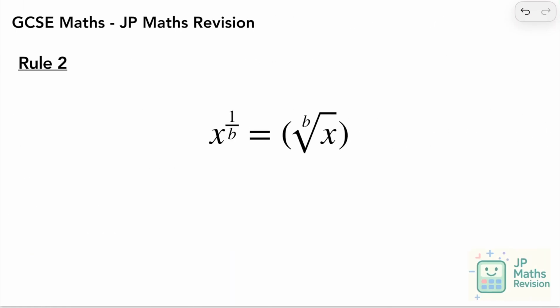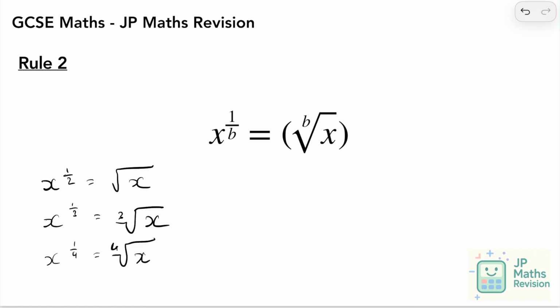So the second rule that we need to be aware of is when we have x to the power of 1 over b. So what we're doing here is we're taking the bth root of x. So that sounds a bit strange. So if we had x to the power of 1 over 2, it's going to be the square root of x. If it's x to the power of 1 over 3, that's going to be the cube root of x. If it's x to the power of 1 over 4, that's going to be what we call the fourth root of x, and so on and so forth.